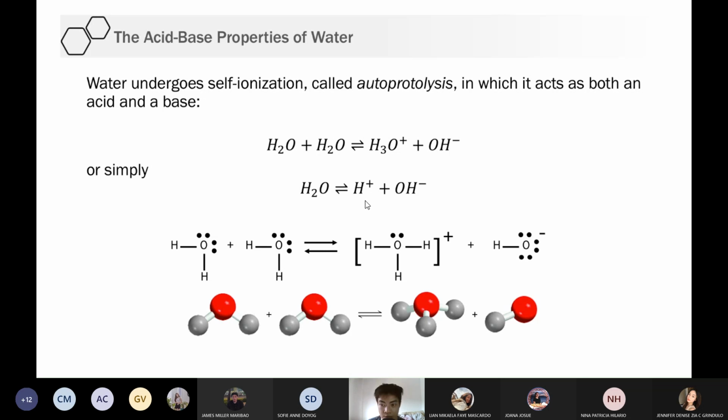So, water produces H plus and OH minus at the same time so that it is called the acid-base property of water. Ibig sabihin, ang water natin, it is acid and base at the same time, kasi they produce H plus and OH minus at the same time.